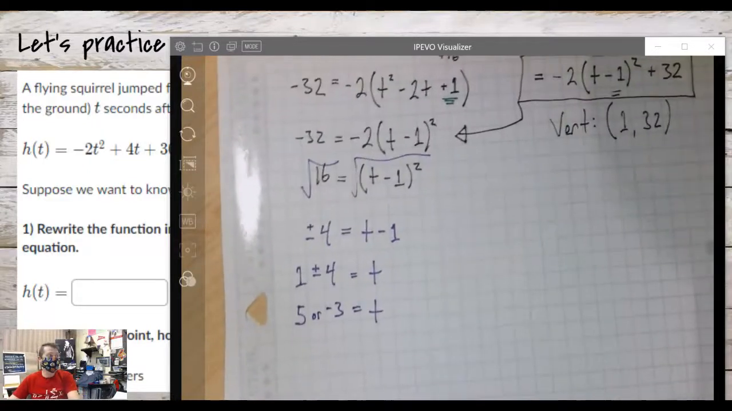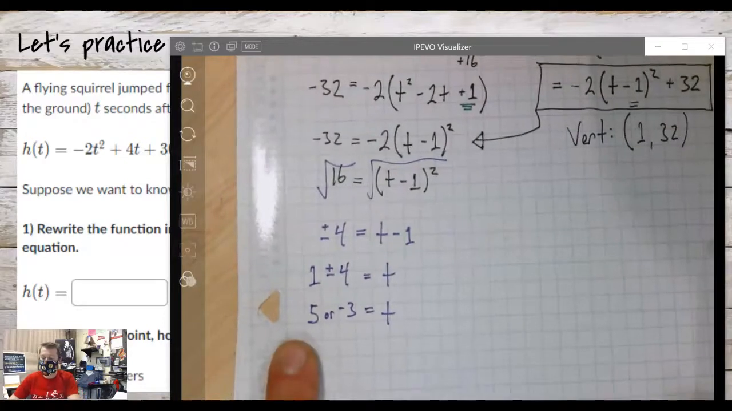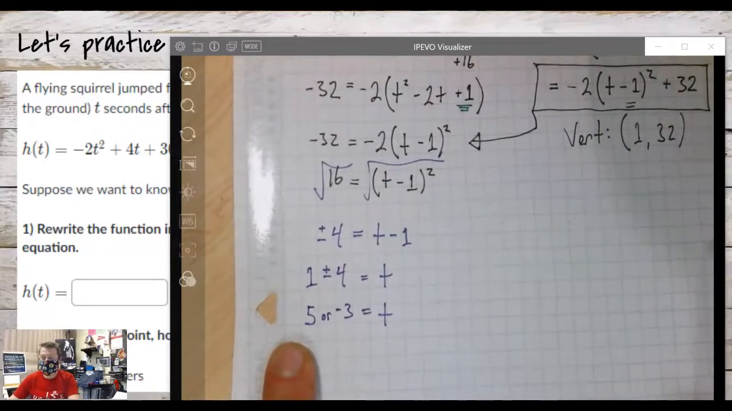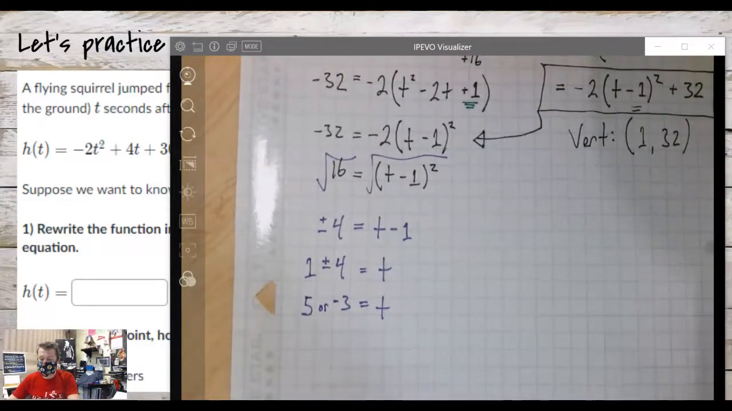So which of those answers makes sense? 5. He's not going back in time. Well, unless he's a magic squirrel. But yeah, our squirrel hits the ground at 5 seconds. That's a pretty long flight time. I mean, if you think about it, in Mississippi's, 5 seconds is pretty long. It's falling with style right there.